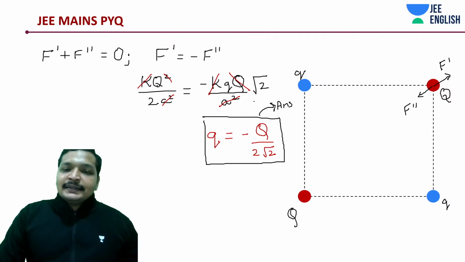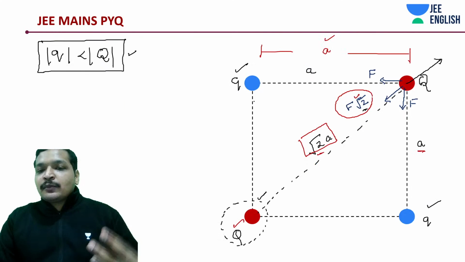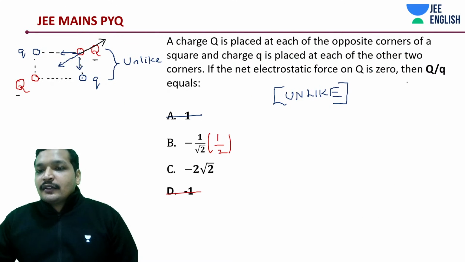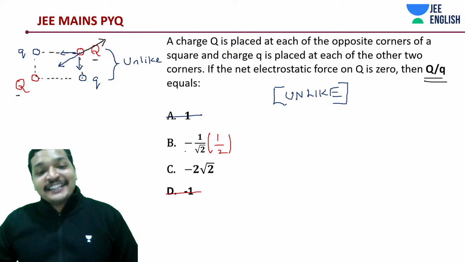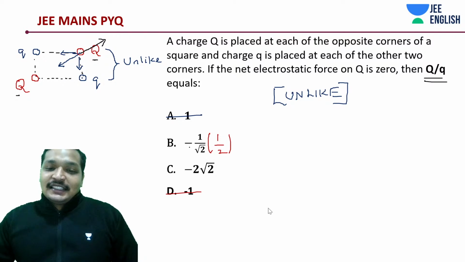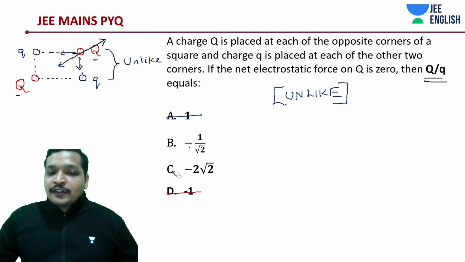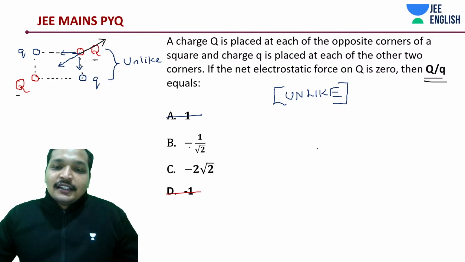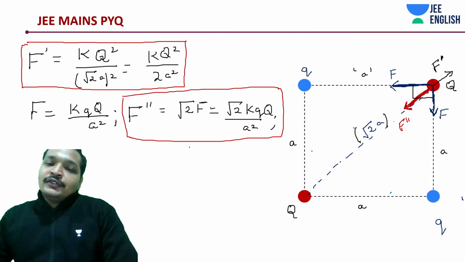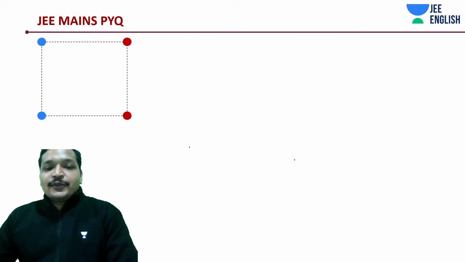What have I misread? They've asked us the ratio of capital Q by small q. Don't make this mistake. I think the options are fine. Answer should have been C. Anyway, capital Q should be greater than small q. Hence, the answer should be C. So if you take capital Q by small q, it's going to be minus 2 root 2.